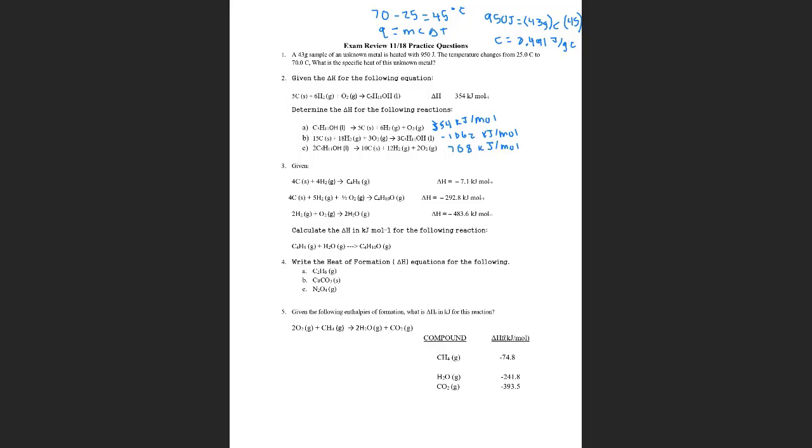That's it for number 2. Make sure when you're doing these problems, you're looking at states of matter. They have to all be the same compared to the original equation for this to work. Otherwise, you're not able to find the new delta H's because it's not the same reaction.